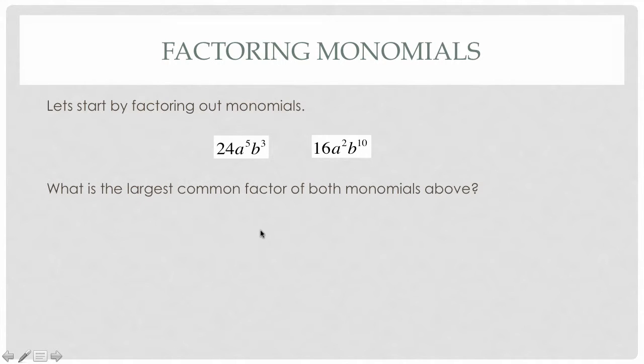So let's start off first by factoring out some monomials. If you remember, a monomial is just a way of saying a one-term polynomial. So it can have numbers, it can have variables, but just one term. So let's look at, we got 24 times a to the 5th times b to the 3rd. And we have this other monomial right here, 16 times a squared times b to the 10th. What is the largest common factor of both monomials above?